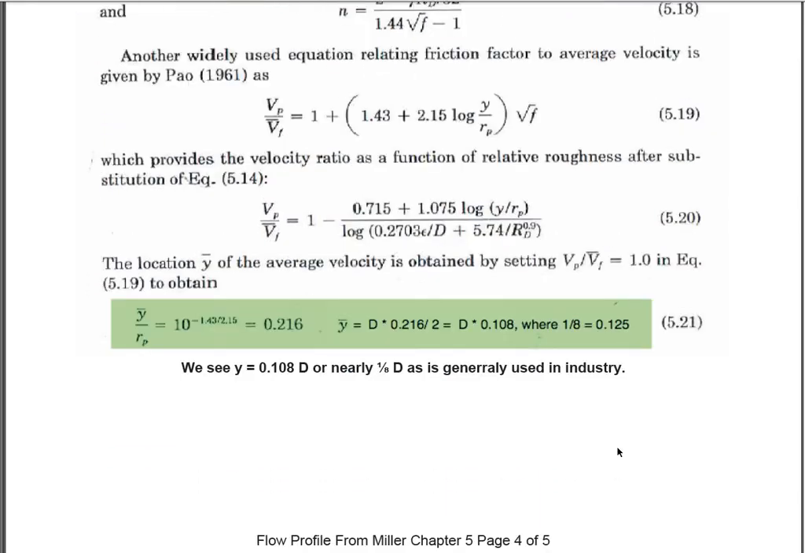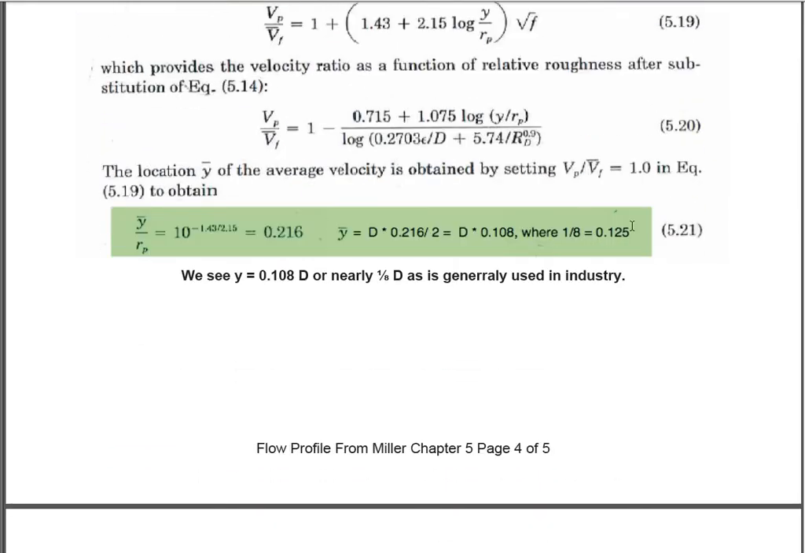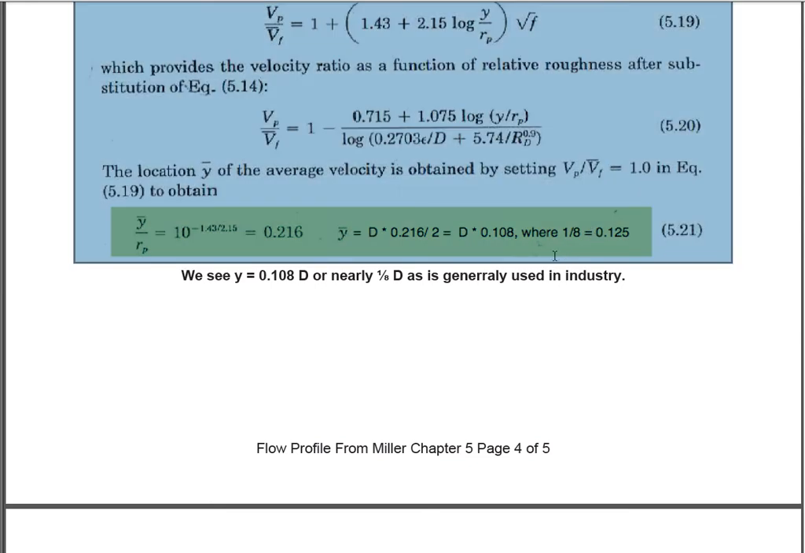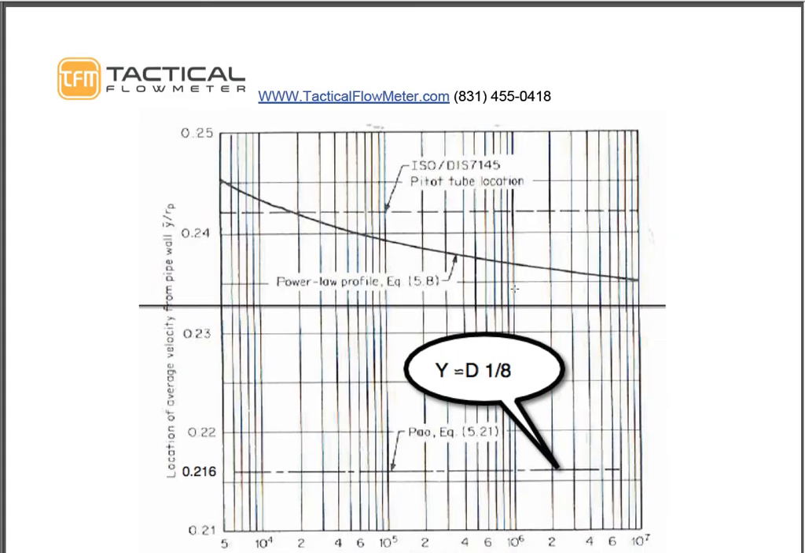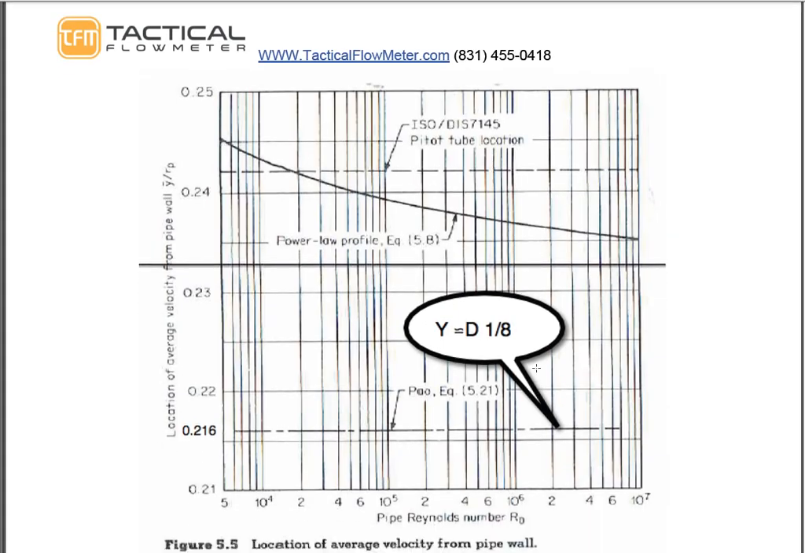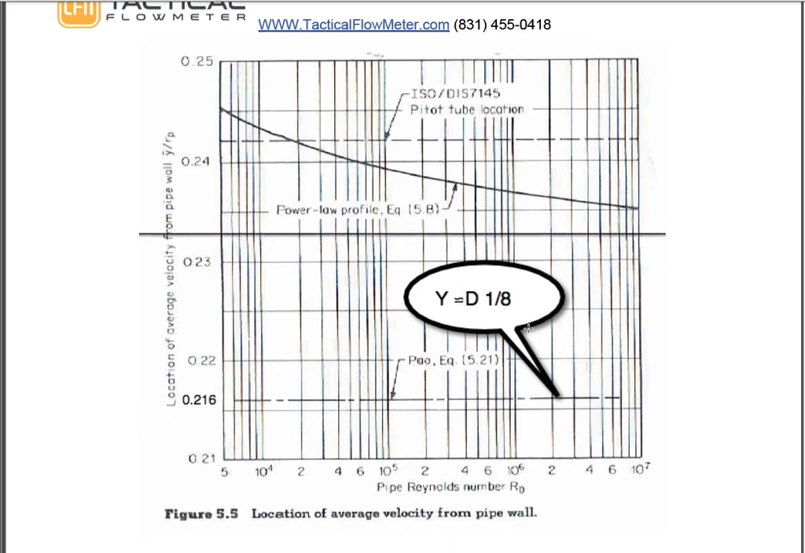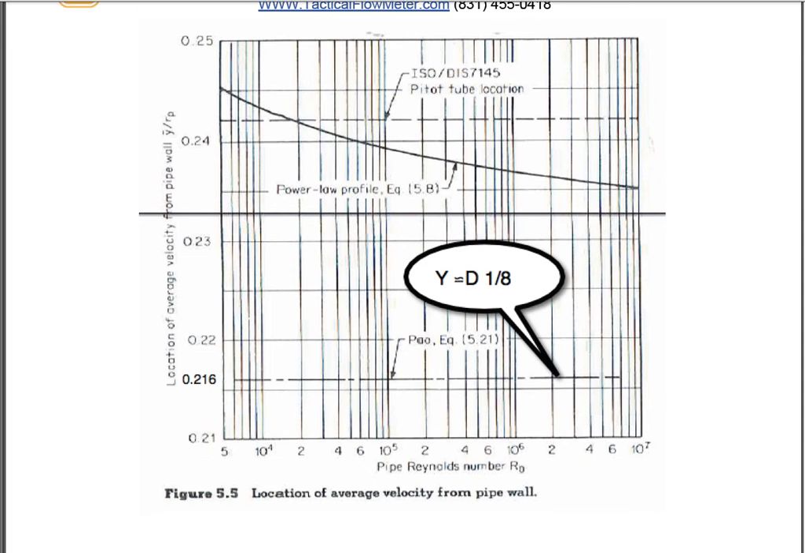It won't hurt you. But if you want to be a perfectionist, I would put your pipe right there at 0.108. And here is also another diagram that shows y bar is 0.216. This is the radius, so you have to multiply that times 2 or do it with d. So y bar is approximately d over 8. So that is it, and enjoy.